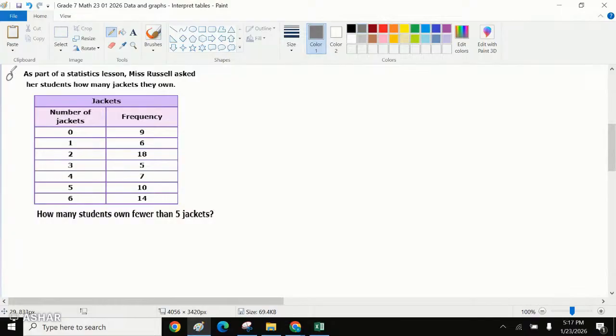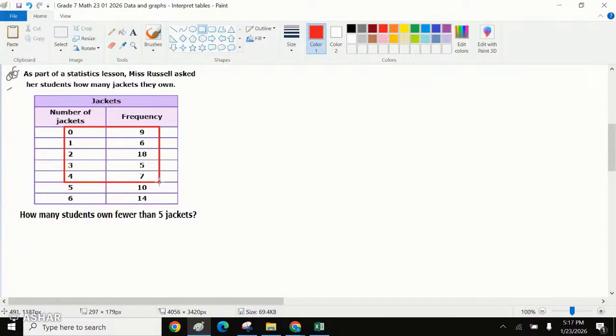So in question number 6, what they are saying, number of jackets owned. So zero jackets were owned by 9 students, right? One jacket was owned by 6 students, two jackets, 18 students, and so on. So the question says, how many students owned fewer than 5 jackets? Fewer than 5 jackets would mean we need to look at 0, which is fewer than 5, right? 1 is fewer than 5. 2 is less than 5. 3 is less than 5. 4 is less than 5 also, right?